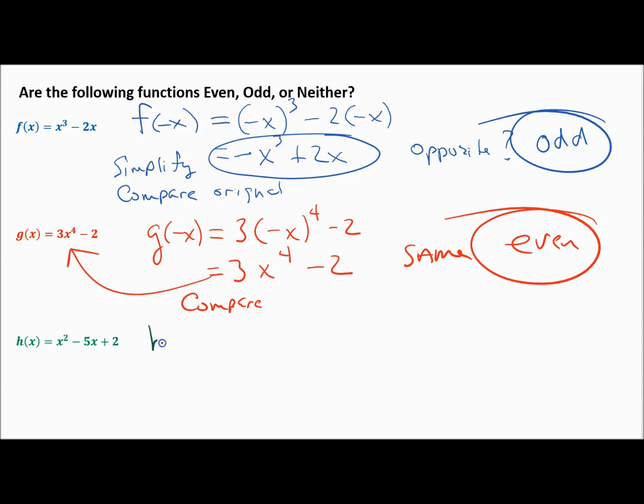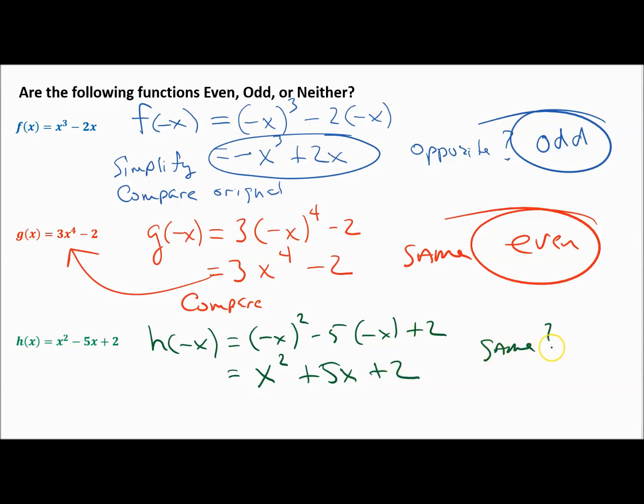So our last example, again, I start the same every time. I plug in negative x for x. Okay, and then step 2, simplify. So a negative x times a negative x is going to be x squared, or in other words, negative x to the second power. And negative 5 times the negative x is a plus 5x, and then plus 2. So I asked myself, is this the same as the original function? Well, no, because the negative 5 is in the original function. This is a positive 5, so it's not even.